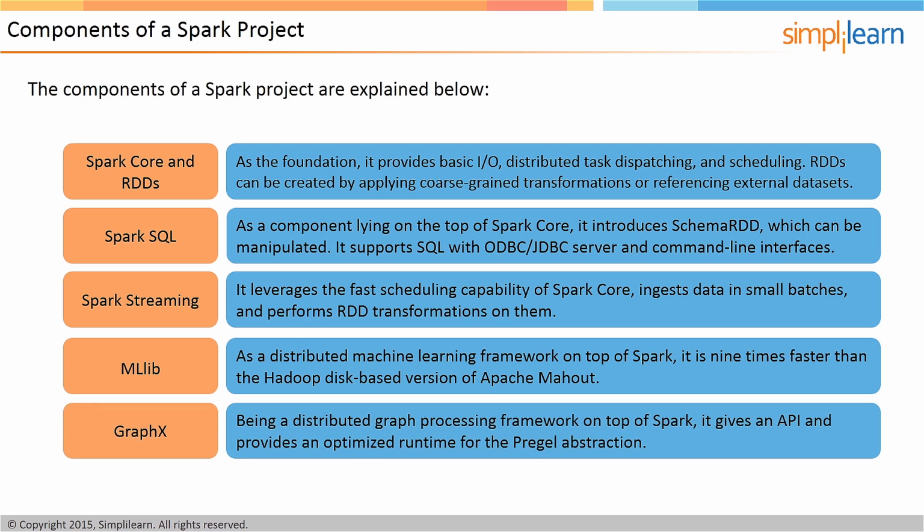The last component, GraphX, also lies on the top of Spark and is a distributed graph processing framework. For the computation of graphs, it provides an API and an optimized runtime for the Pregel abstraction. The API can also model this abstraction.